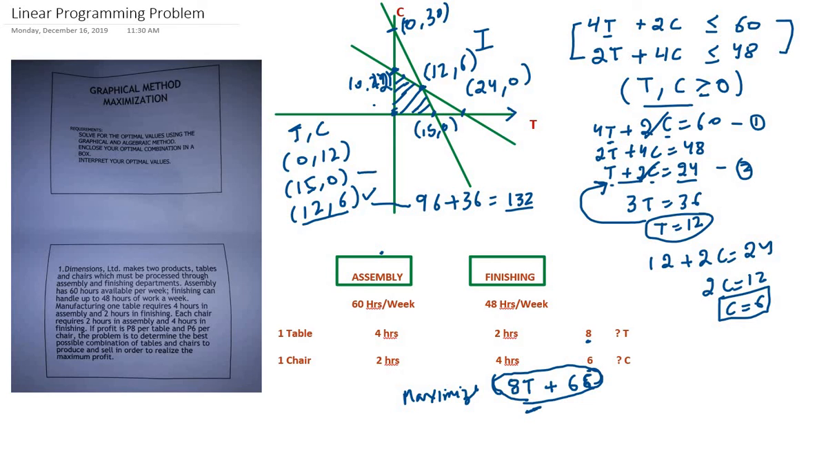And if we take the second point, t is 15, so 15 into 8 is 120, and c is 0. So that's another value of the profit we are getting. Now if I put 12 into 6, that comes out to be 72. So the maximum profit is, if we produce 12 tables and 6 chairs, we get a maximum profit of 132.